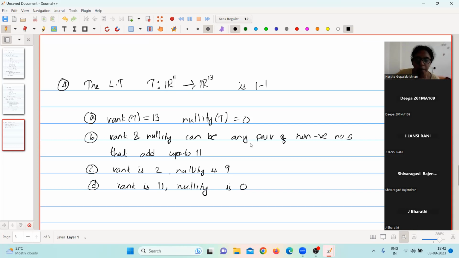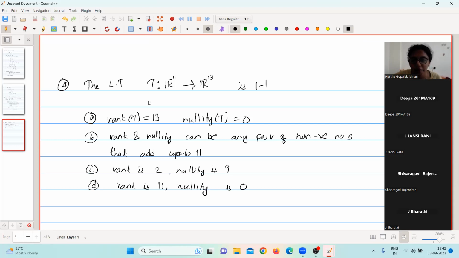D. Okay. A. What is the reason? The function is 1, 1. Kernel of T equal to singleton 0. So nullity of T is 0. Okay. Then by the rank nullity theorem, rank of T plus nullity of T equal to 13. So rank T equal to 13.